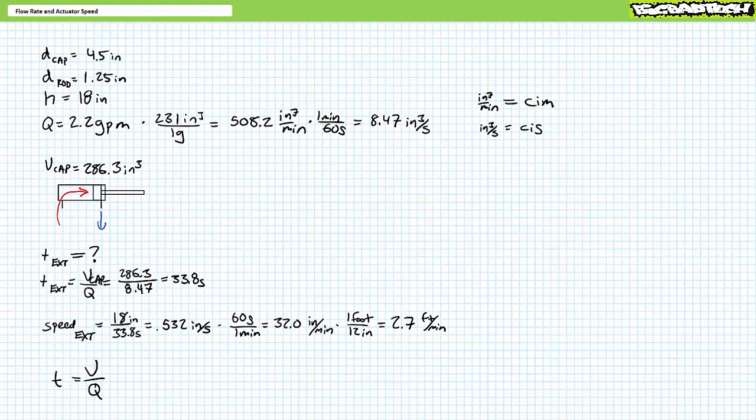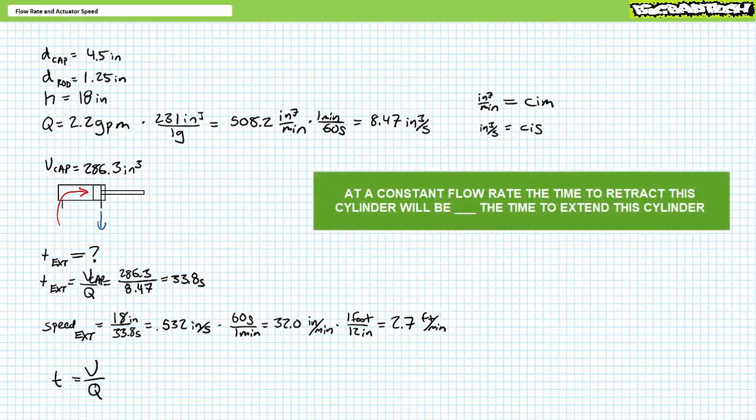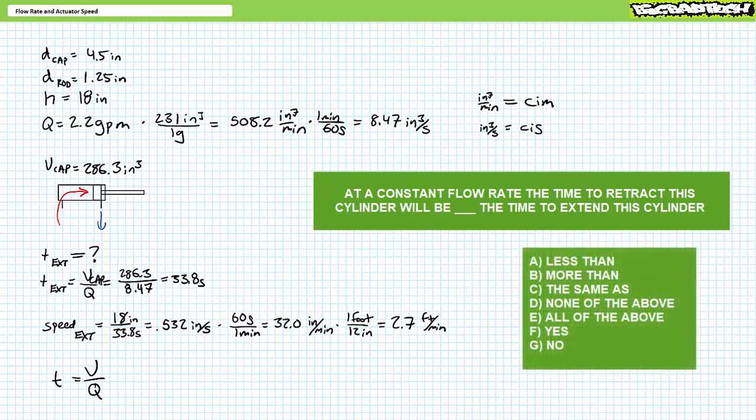Again, consider a constant 2.2 gallons per minute of flow entering the rod end and answer this simple multiple choice question. No calculations required. The time to fully retract this cylinder will be blank as the time to fully extend the cylinder. A, less than, B, more than, C, the same as, D, none of the above, E, all of the above, and F, yes.